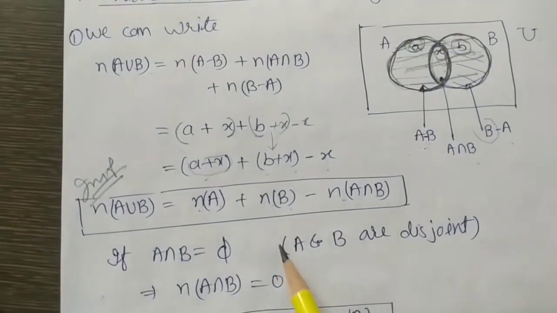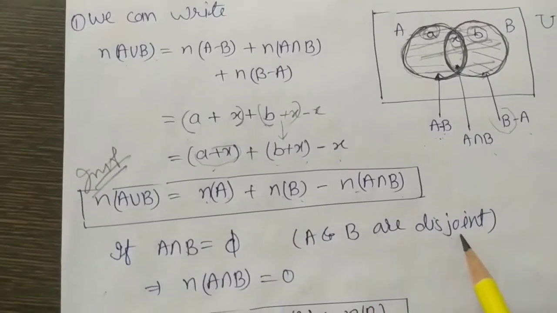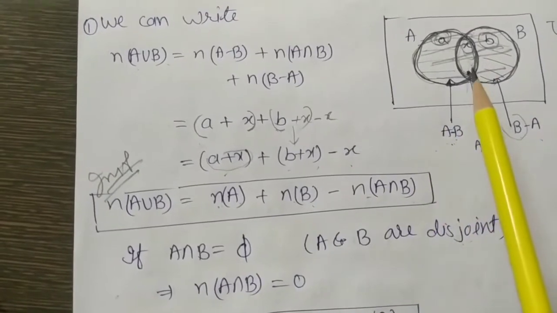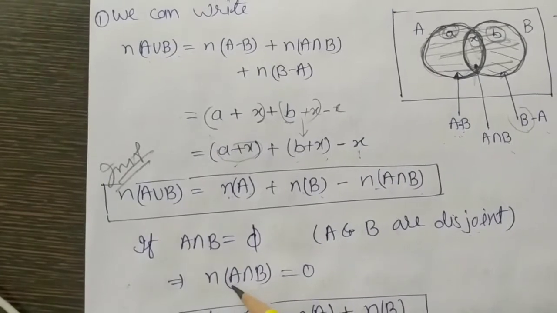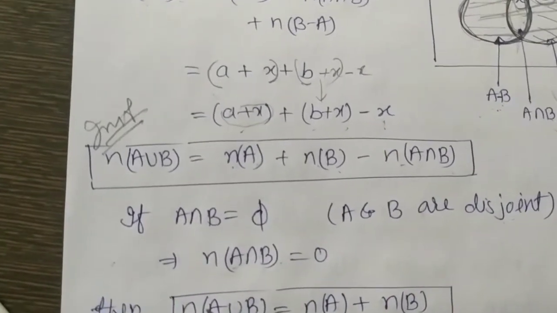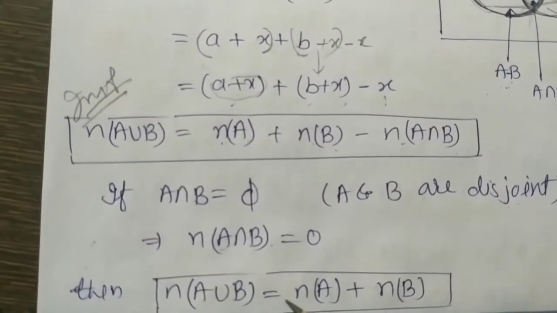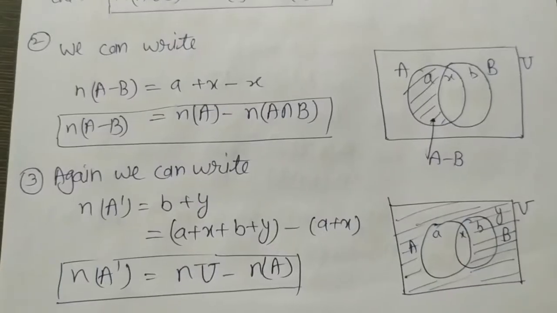Suppose A and B are disjoint sets. If A and B are disjoint set, it means there is no common element. It means X is 0, or number of element in A intersection B is 0. Then we can write number of element in A union B is equals to number of element in A plus number of element in B.